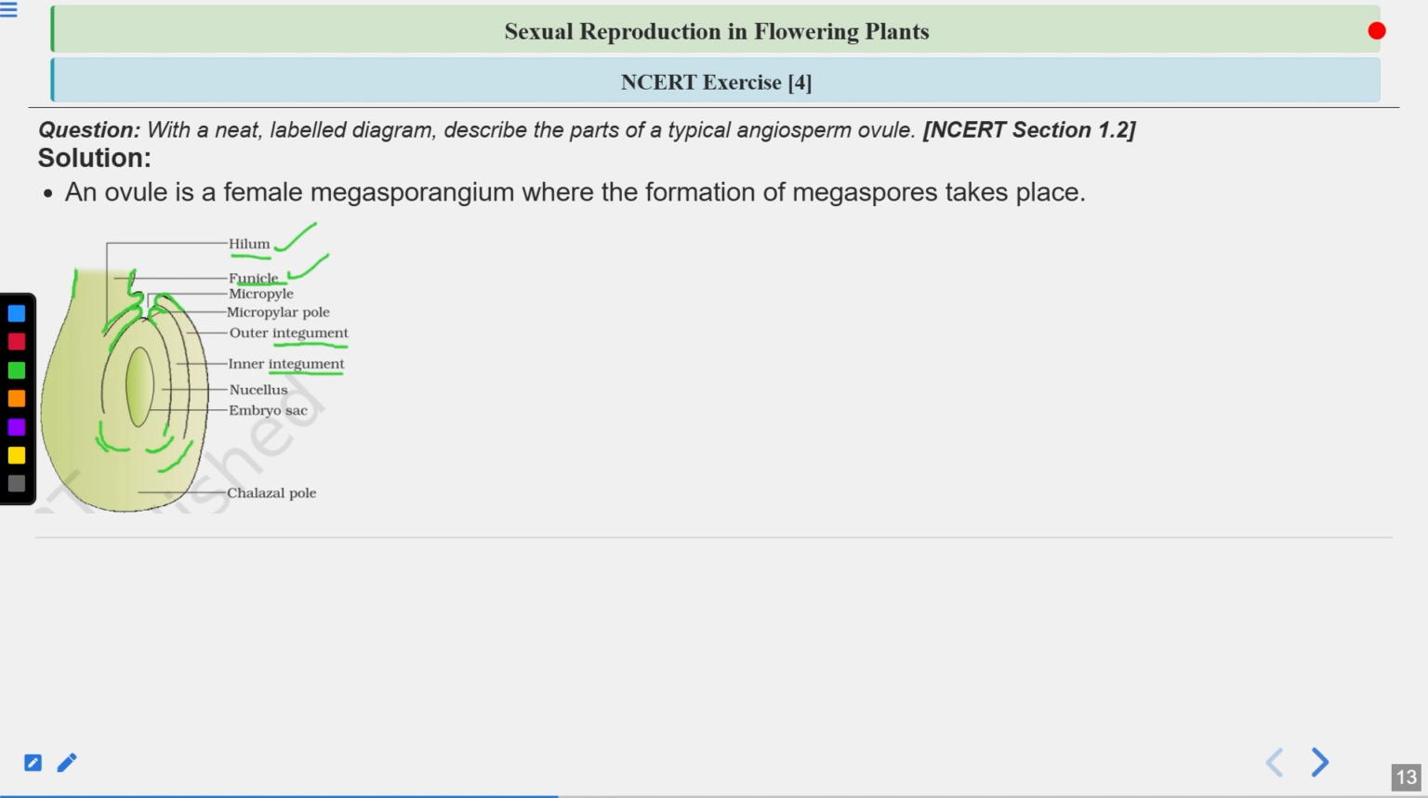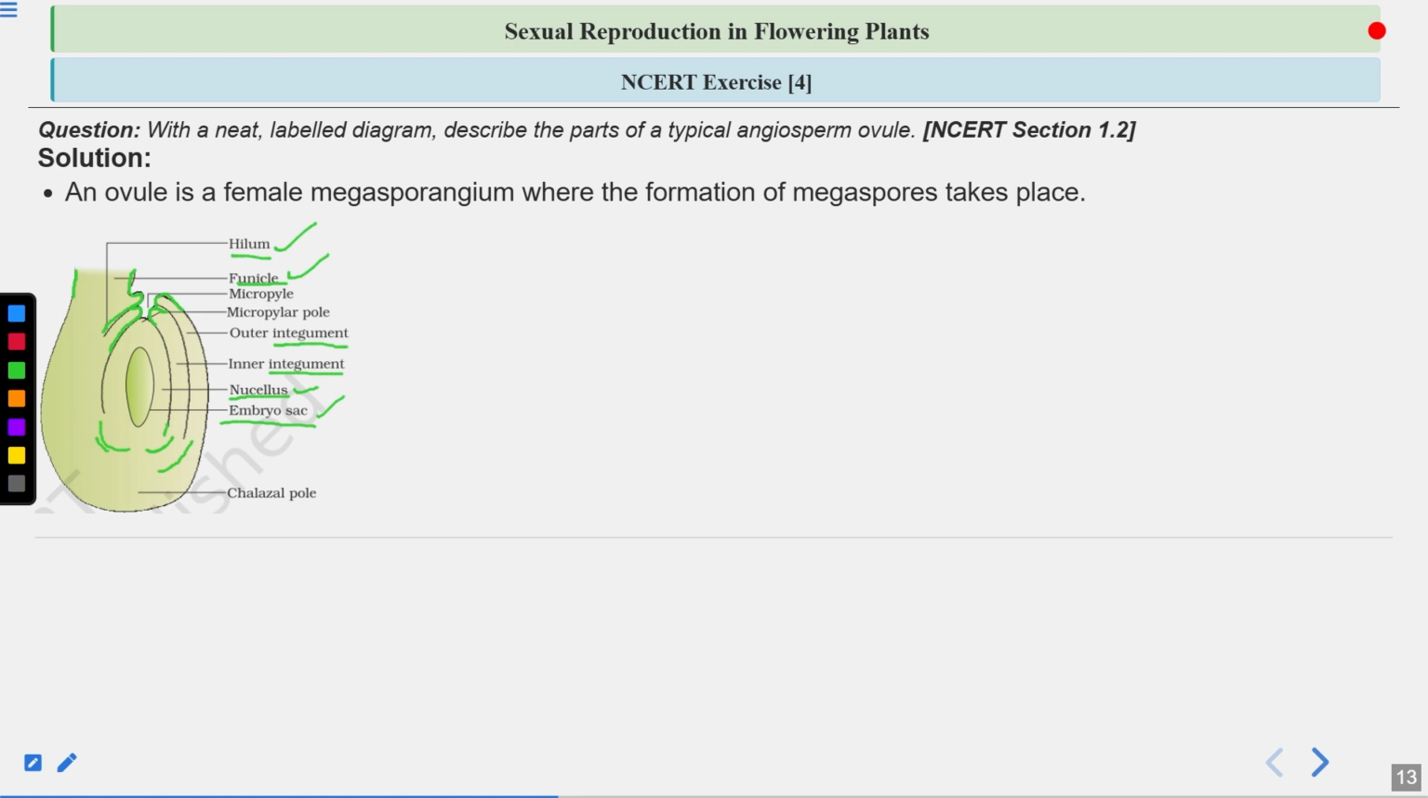What is present inside the integument? The nucellus, very important, nucellus cells are present. The nucellus cells are diploid. First of all, they are diploid, and one of the nucellus cells gets differentiated from the other cells, and later on it forms the embryo sac. And you all know how it forms.